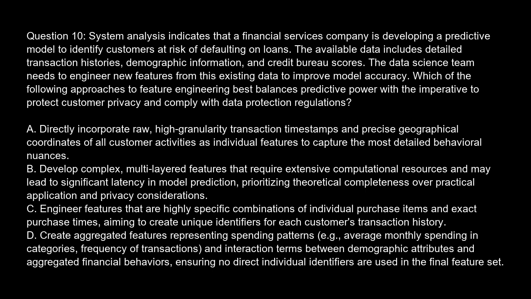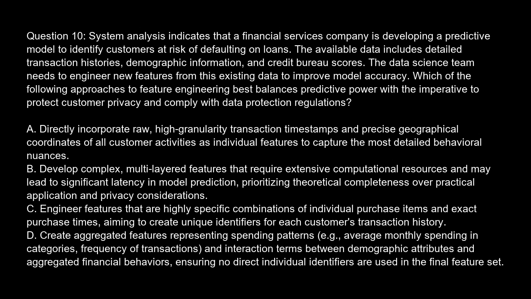Question 10. System analysis indicates that a financial services company is developing a predictive model to identify customers at risk of defaulting on loans. The available data includes detailed transaction histories, demographic information, and credit bureau scores. The data science team needs to engineer new features from this existing data to improve model accuracy. Which of the following approaches to feature engineering best balances predictive power with the imperative to protect customer privacy and comply with data protection regulations?